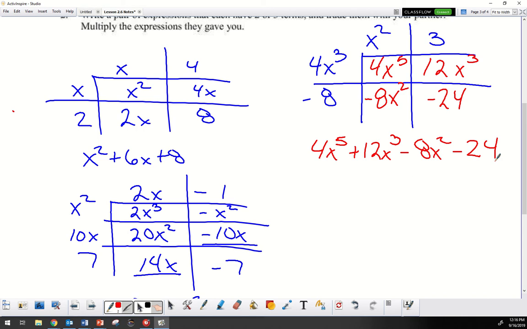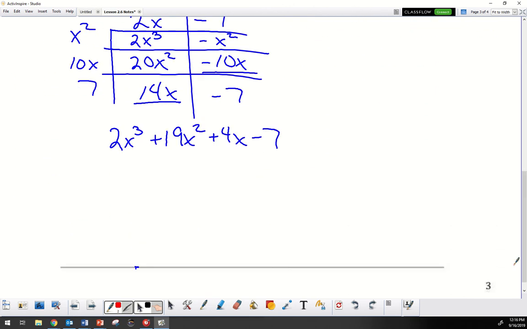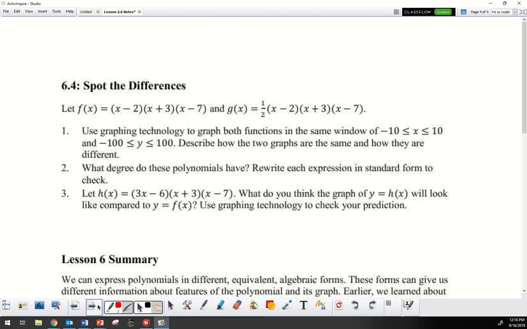All right, for the sake of what we got going on here, I'm going to move on to the next part. So I'm not going to do all the things. Which one did I skip? I skipped the second one, didn't I? Okay, that's fine. All right, so now for this one right here, it says, write a pair of expressions that have 2 or 3 terms, trade them with your partner, multiply the expressions they gave you. Due to time constraints, I'm going to skip that part. Let's take a look at this next one. It says, spot the differences.